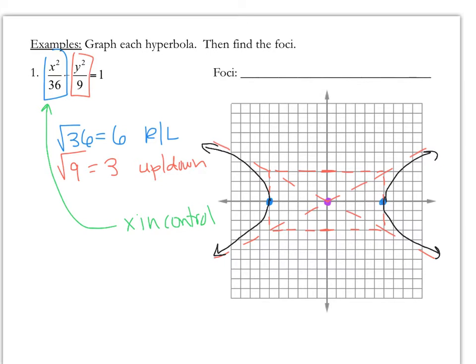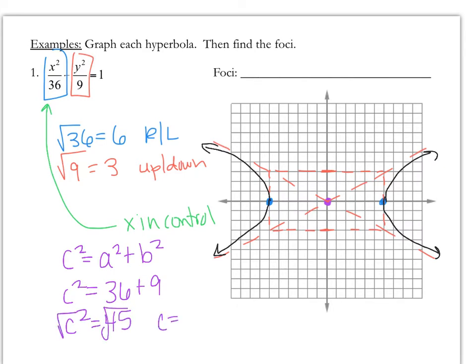So then to find the foci, I need to use the formula. The formula for the foci is c squared equals a squared plus b squared. A squared technically is with the first fraction, but because we're adding, it doesn't matter what order you do this in. We get c squared equals 45. And then we're going to take the square root, and c is going to be 3 radical 5.